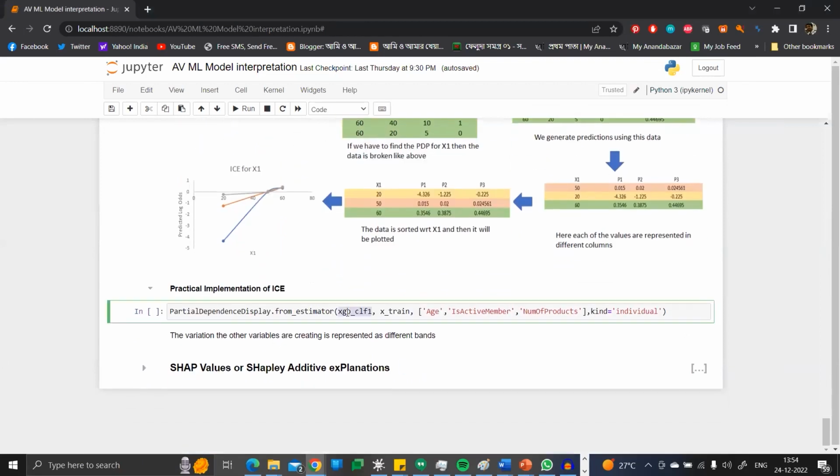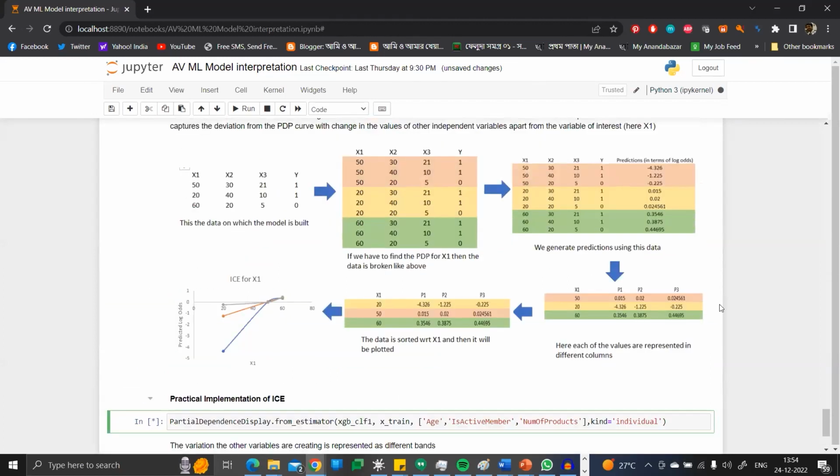Okay. So now if you see over here, if I run this practical, there is nothing much. It's the same code as the partial dependency display. Here only the calculation changes, kind equal to individual. Individual means it will give you all possible variations in terms of the variables in your PDP. Okay. So that is what it is giving. Let's wait for 2 minutes for the plot to come up.